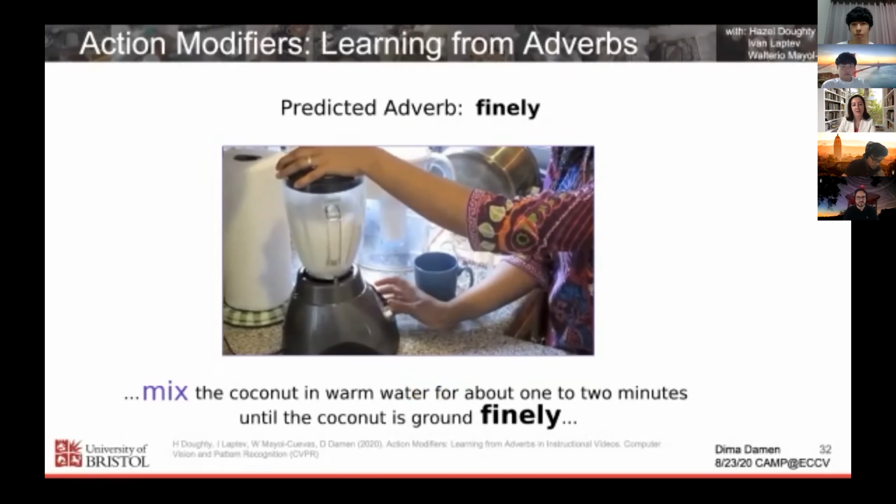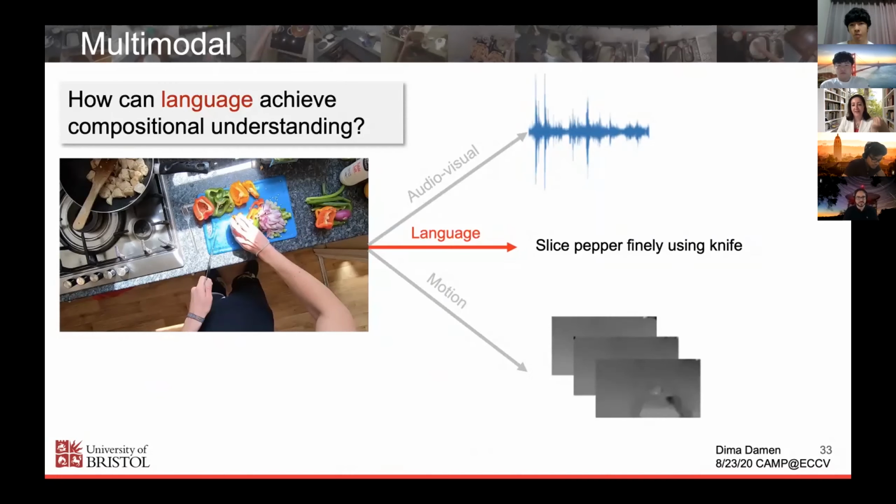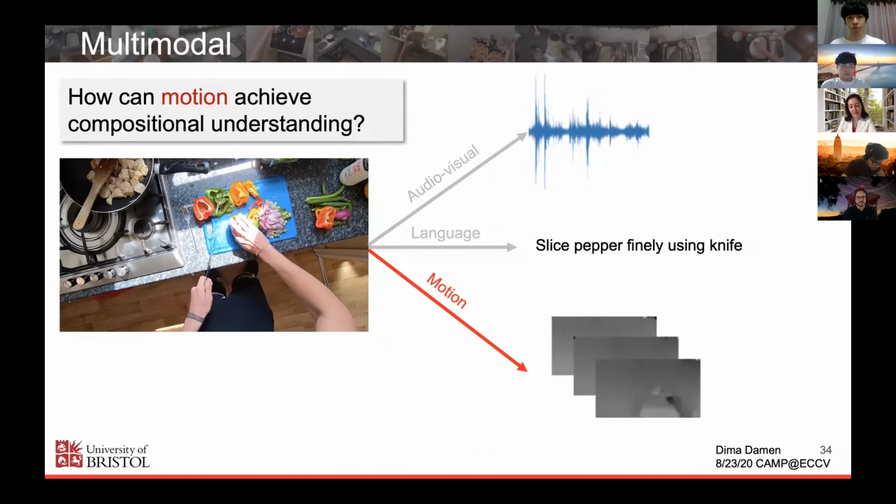Right. So until now, I told you about how we can use language to give us this compositional understanding. The first was giving you these projections into the space of actions and objects. And the second is trying to give you this understanding of how you're performing the action from adverbs. And I'll move to the second bit, which is actually motion. I'm just monitoring time. Okay, we're fine. How can motion achieve compositional understanding? Can I use motion to give me an understanding of this compositionality?